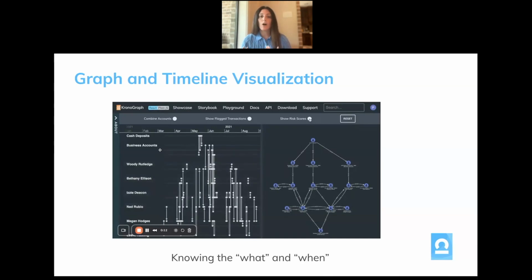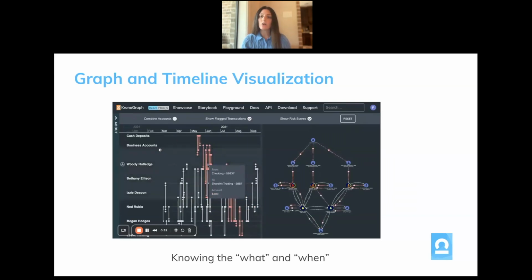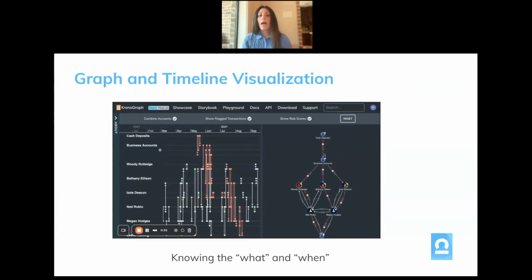So from this view, you can have alerts with risk scores that highlight individuals or entities that have the highest risk, that draw your eye. You can add alerts for flagged transactions and filter by that as well, which really tells you a detailed story. And on the left, as you're adding these alerts, Chronograph is reacting in real time as well. And then you can combine all of the accounts together so that it shows you more of a simplified view.